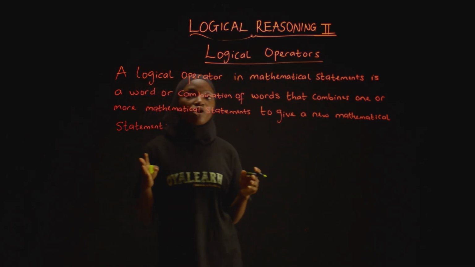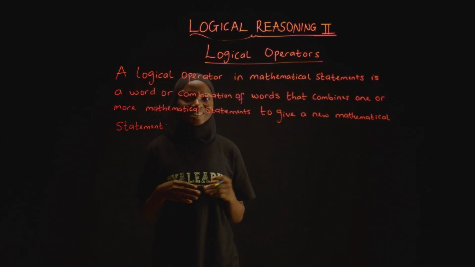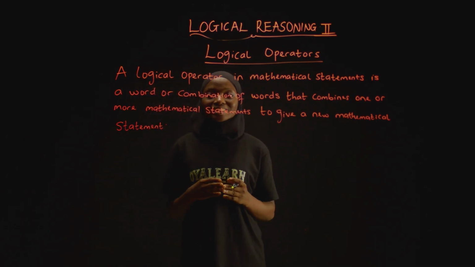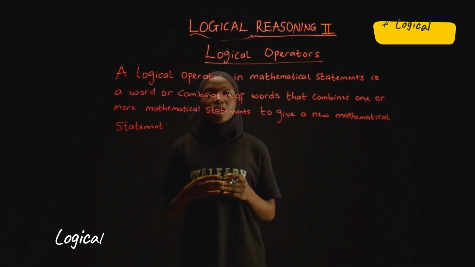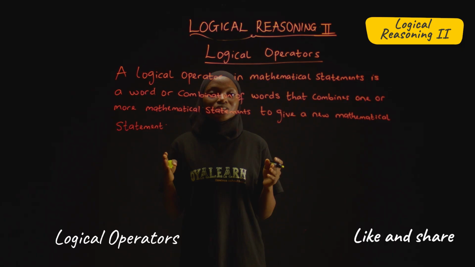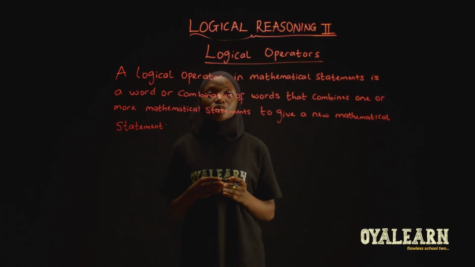And an example of that kind of logical operator is AND. AND can combine two statements. For example, let's say a statement X says, I am happy. Statement Y says, I am healthy. Now we can use AND to combine these two statements together to give I am happy and healthy. So that's an example of a logical operator.